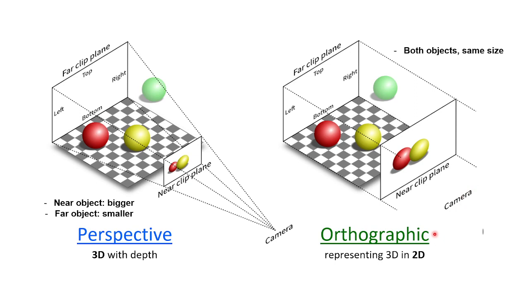How about the orthographic? With orthographic, the camera is like this here, and again we have the near clip plane and also the far clip plane. It's the same, it has the clip space. However, when we use the orthographic camera, our objects will look the same. We are representing the 3D object in 2D, so we can see that both objects are the same size. So this is orthographic. Normally in WebGL we use both, it is a combination.